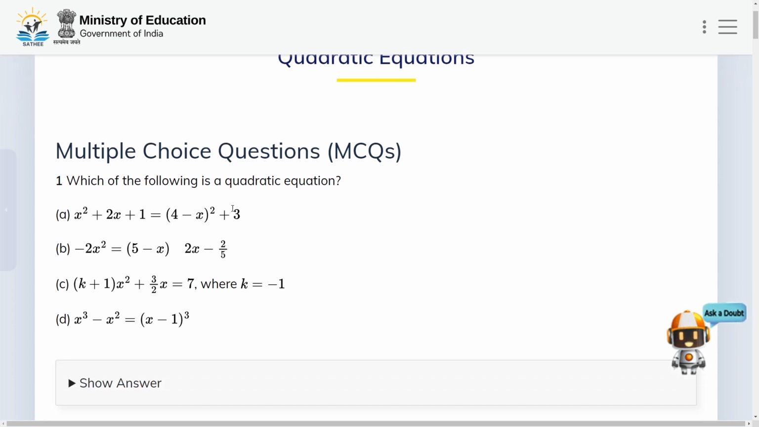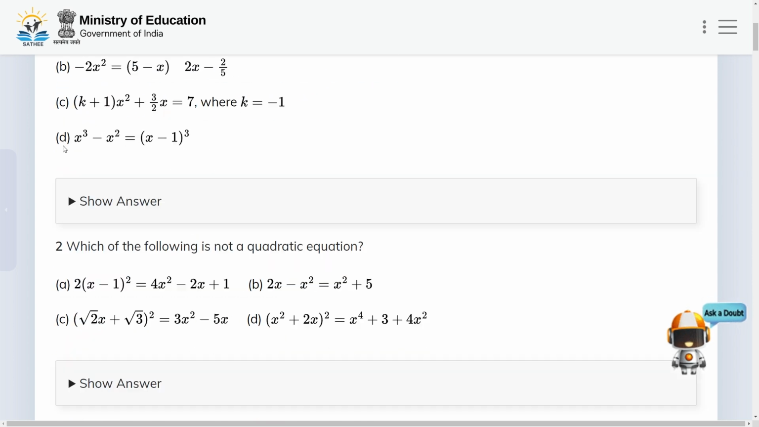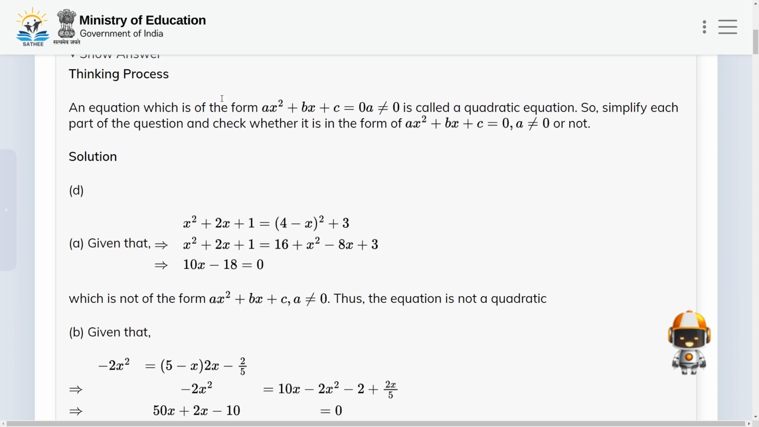In the first question, we have to check whether the given equation is a quadratic equation or not. Which of the following is a quadratic equation? Among these four options, we have to find which actually is a quadratic equation. An equation of the form ax square plus bx plus c equal to 0, where a does not equal 0, is called a quadratic equation.